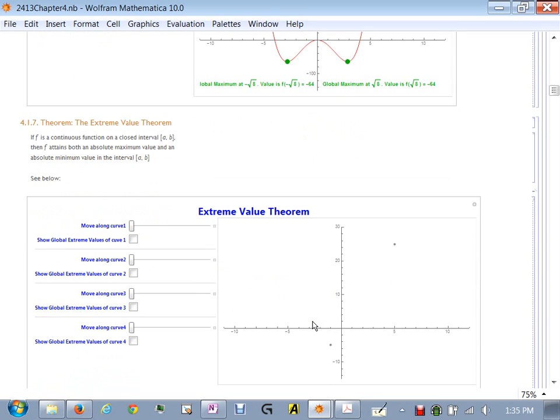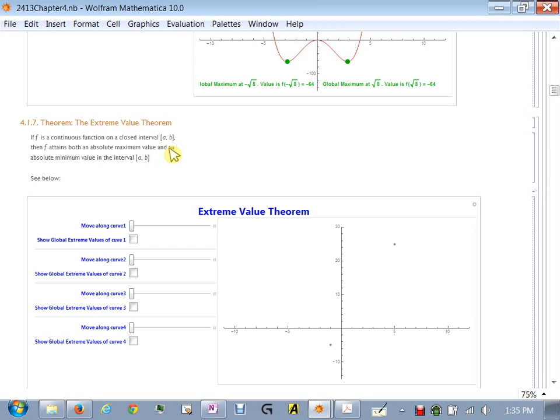All right, extreme value theorem. Extremely important theorem. If f is continuous on a closed interval [a, b], what does it mean to be continuous? You draw it without picking up your pencil. That's what it means in this class, pretty much.